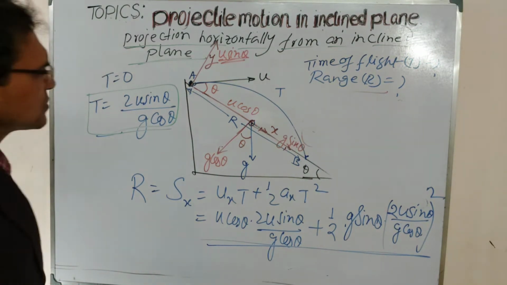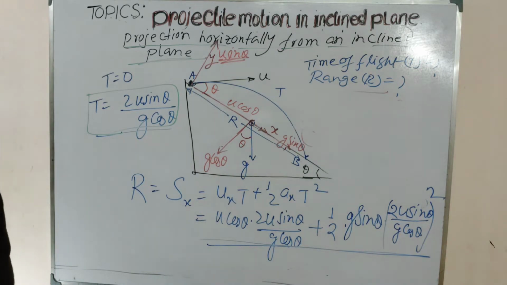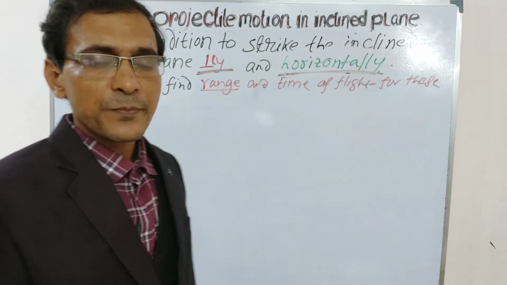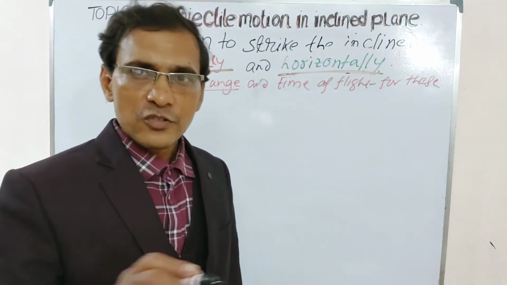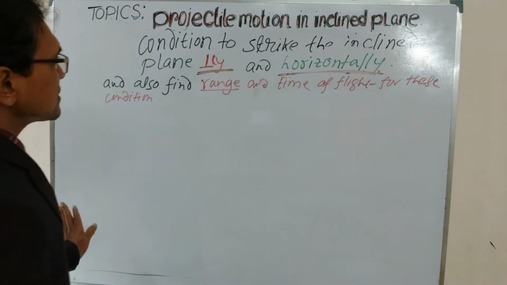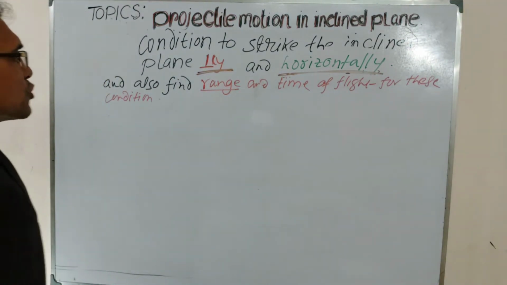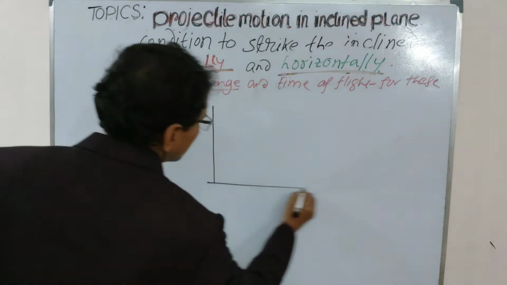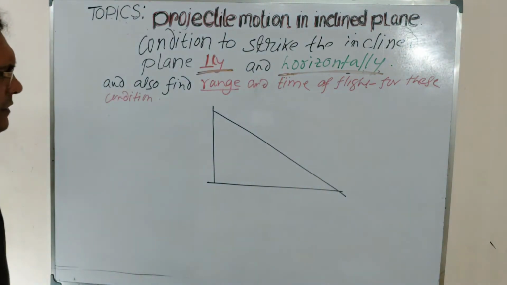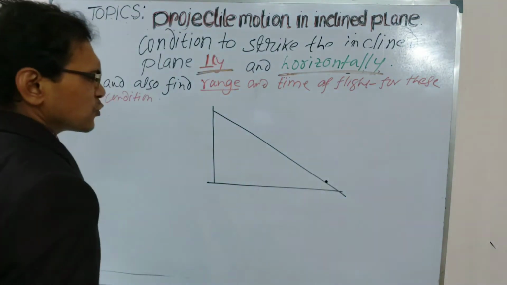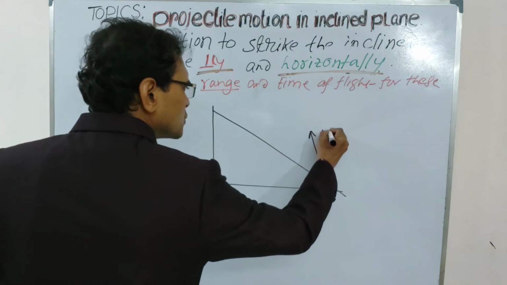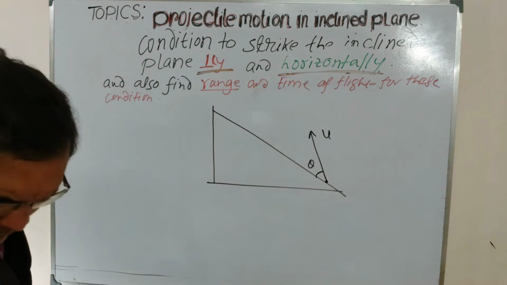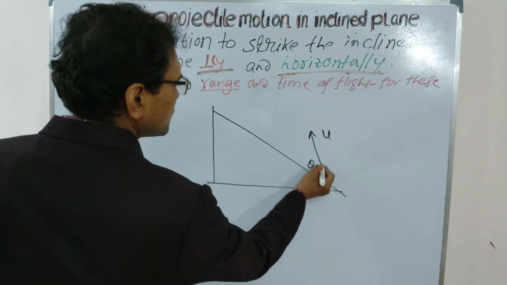Now two problems. Let's discuss the condition to strike the particle at the inclined plane perpendicularly. This is the important point; most MCQs come from this point. Suppose this is an inclined plane and a particle is projected at an angle with the inclined plane. Obviously the path of the particle will be this.